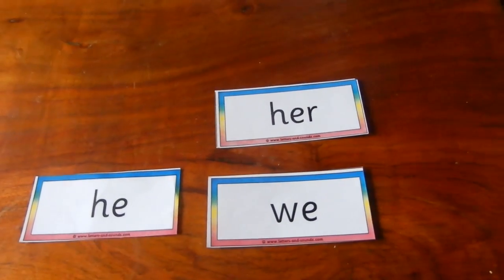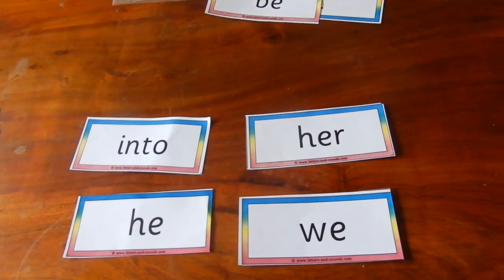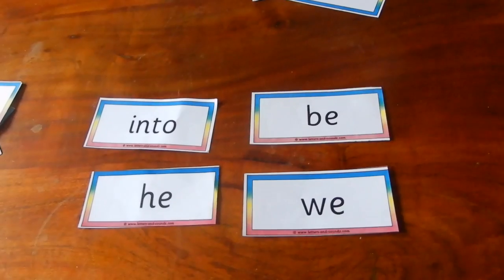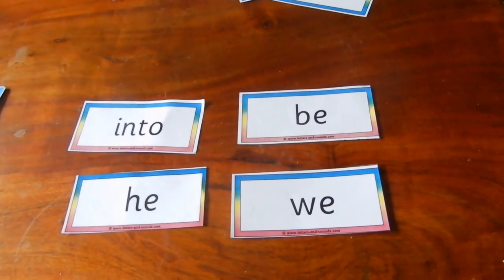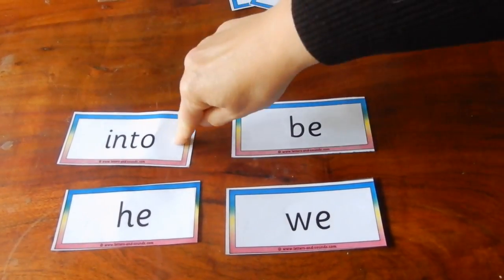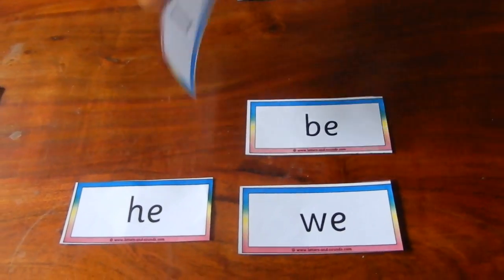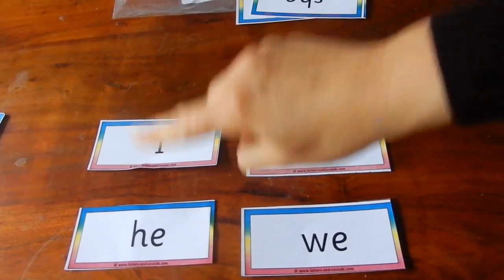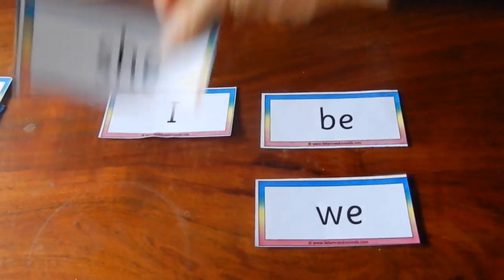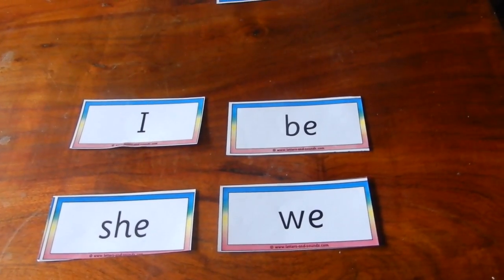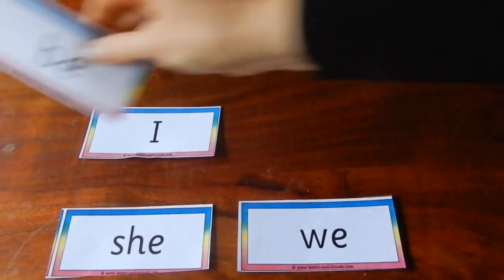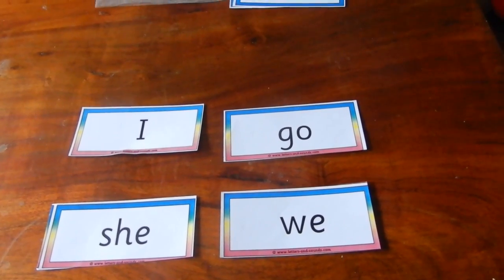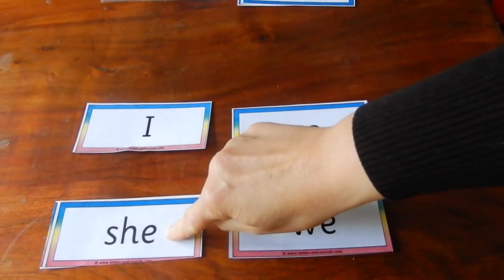Can you now find, whoops. Can you find her? There is her. Can you point to, into? Into. There is into. Can you point to he? He. There is he. Can you point to be? There is be. Now take that finger and point it to she. She. There is she.